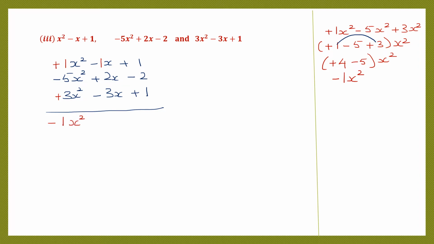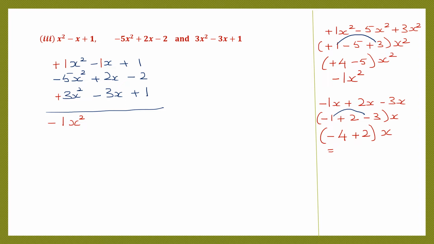Now let's take the x column. Minus 1x plus 2x minus 3x. Okay, minus 1 plus 2 minus 3x. Take the numbers with the same sign, minus 1 and minus 3. When signs are the same, put the same sign, minus, and add. 3 plus 1 is 4 plus 2x.